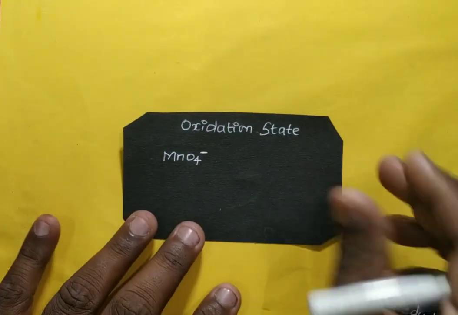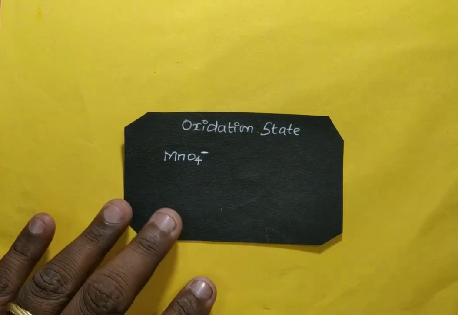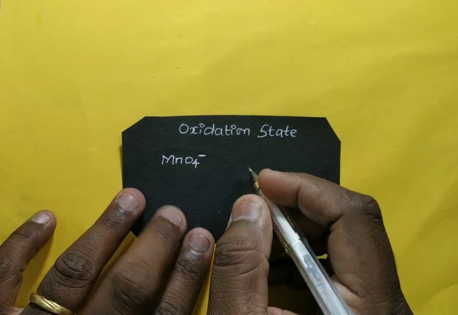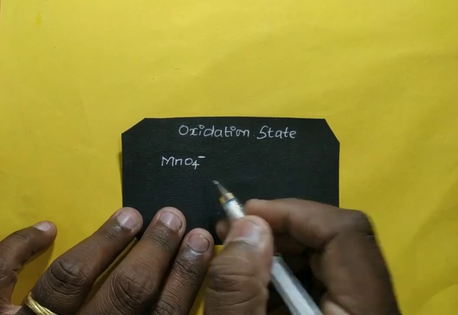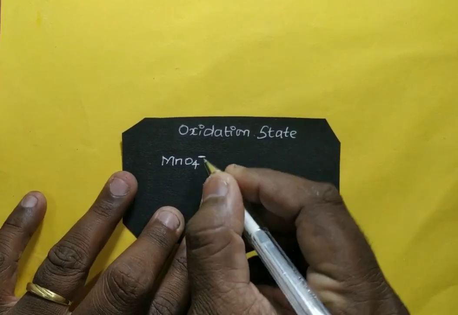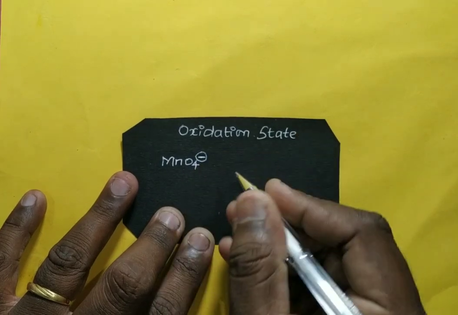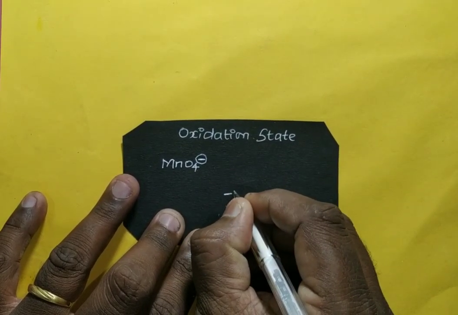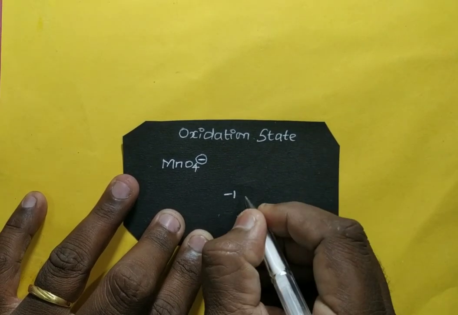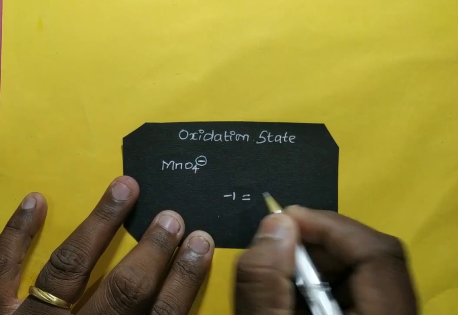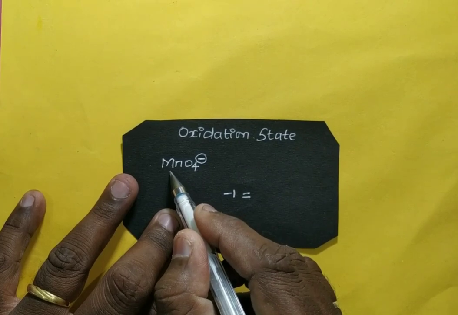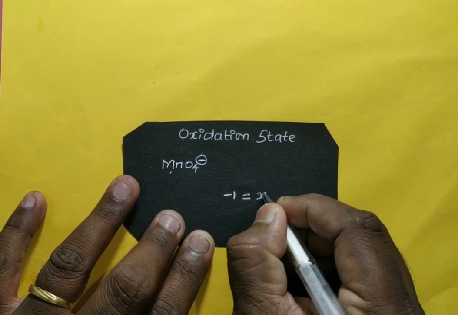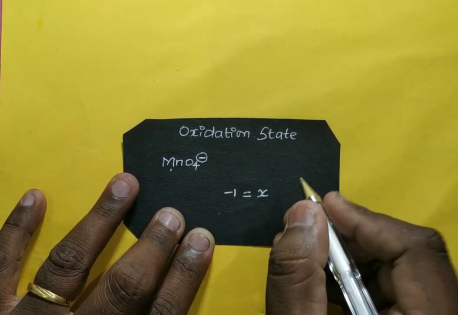How to check the oxidation state? As we know, for MnO4 minus, you can find the oxidation number of the metal. What is the overall charge? The total charge is -1, and that is equal to the sum of oxidation states. We have to find the oxidation state of manganese, so that will be taken as X.